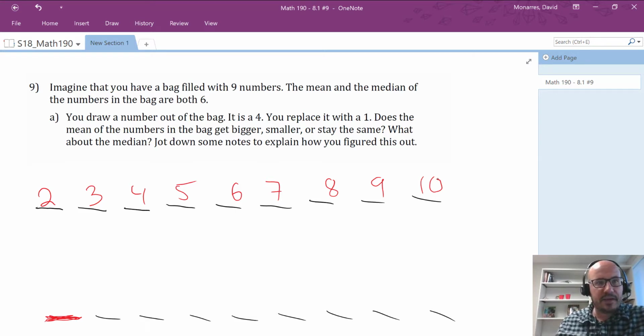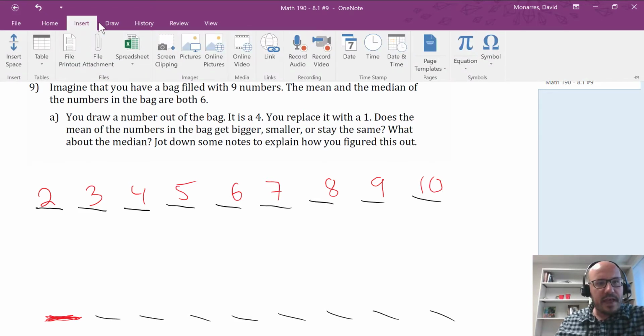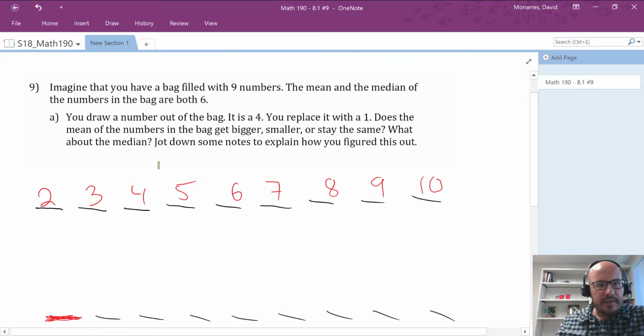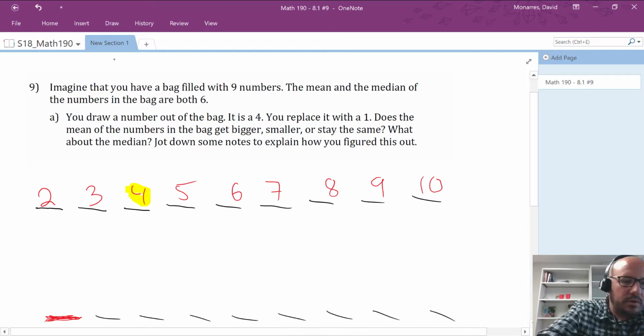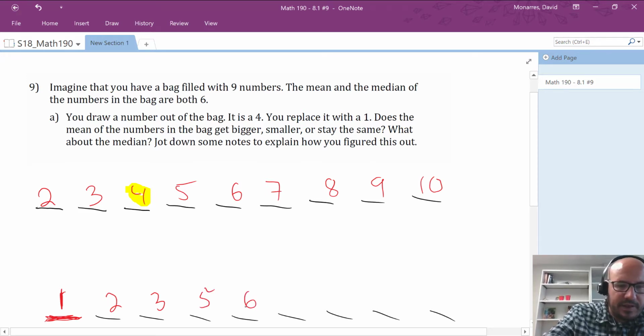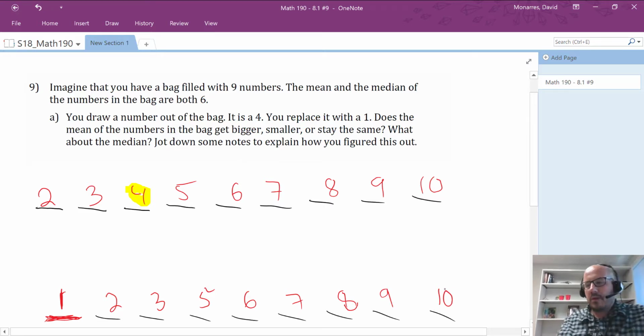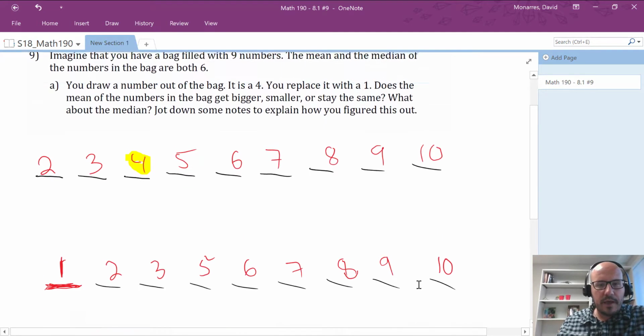Okay, so I'm guessing we're back. You made the computation, and it all checks out. Both of them are 6. So I'm going to do the substitution that it says. It says to take this 4 and replace it with a 1. So instead of the 4 that I had earlier, I am now going to write down 1. I'm writing it over here because it's smaller than 2 and 3. I no longer have 4. I have 5, 6, 7, 8, 9, and 10.